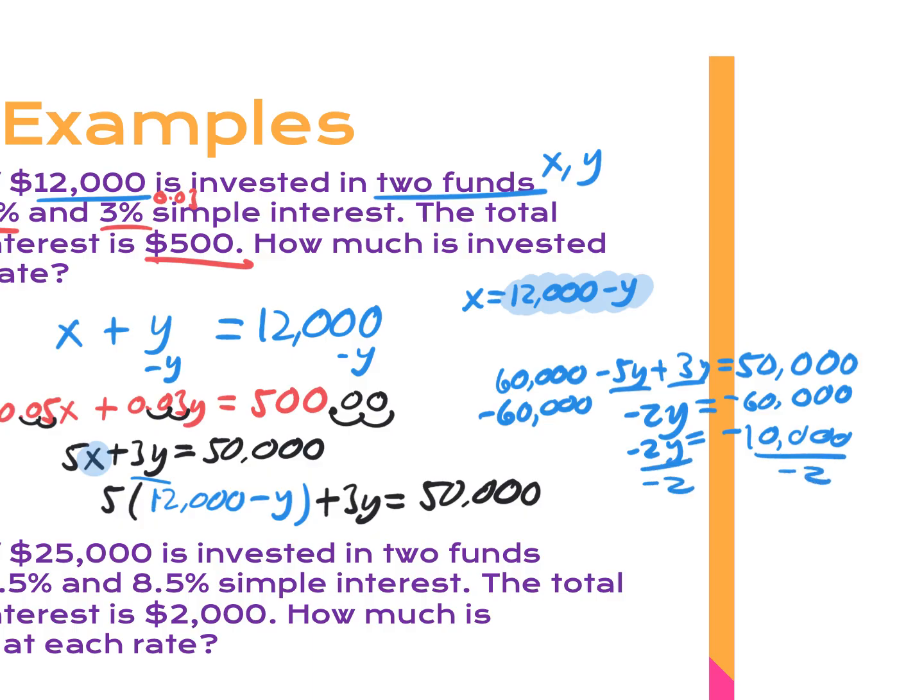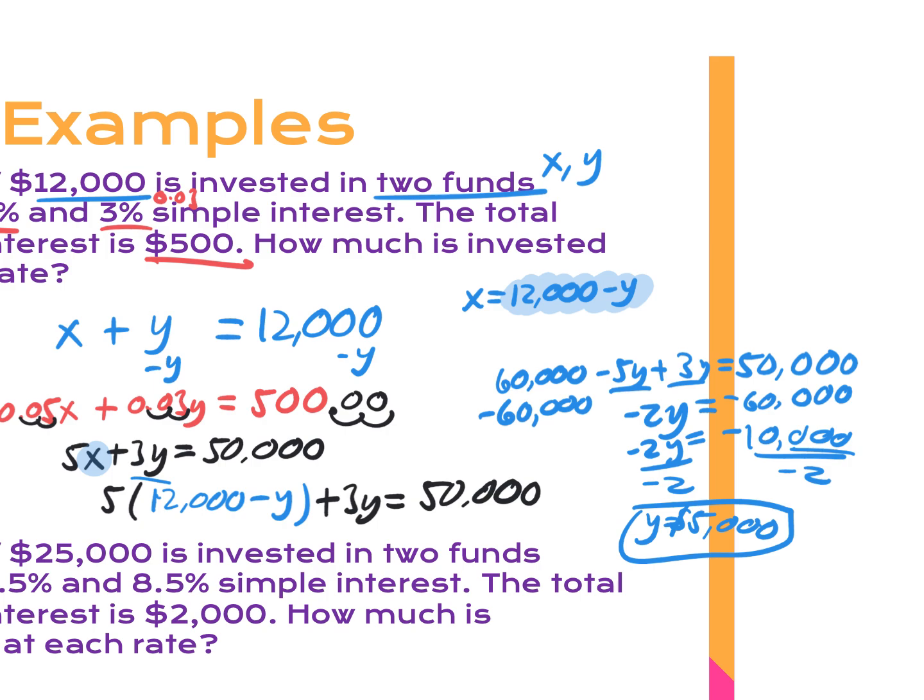Again, 10 divided by 2 is 5. Negative divided by negative is positive, and there's 3 zeros at the end. So I know that my answer for y is going to be $5,000. All right, so that means you invested $5,000 in the account that earns 3% simple interest.